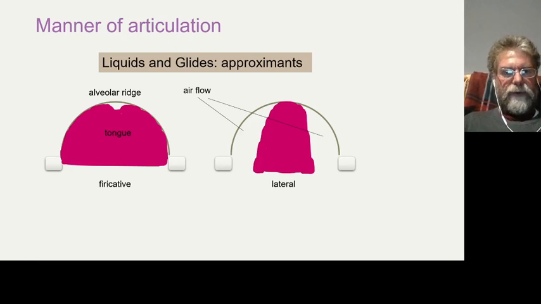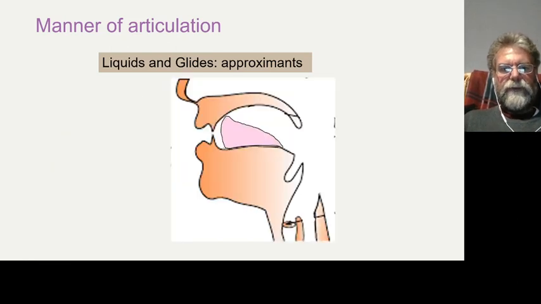Now, there are more than just l as an example of an approximant. Another one is produced by putting your tongue up towards the alveolar ridge. The tip of your tongue goes up, but it doesn't actually touch, and it doesn't block off any of the oral cavity, and it doesn't really interfere with the flow of air.